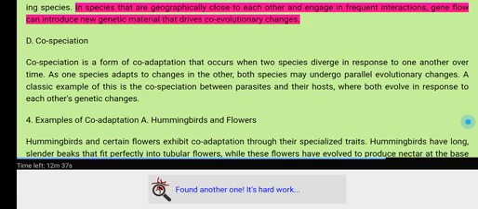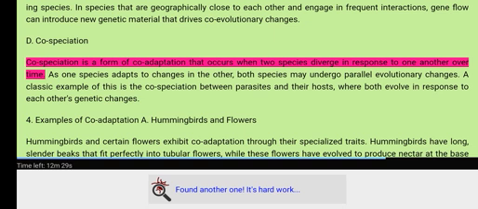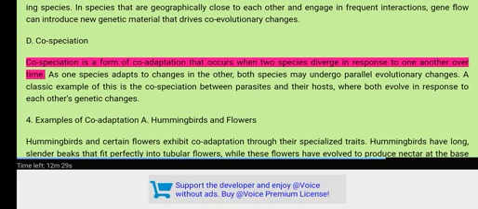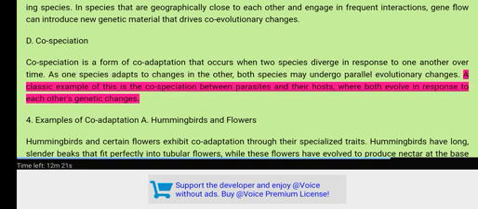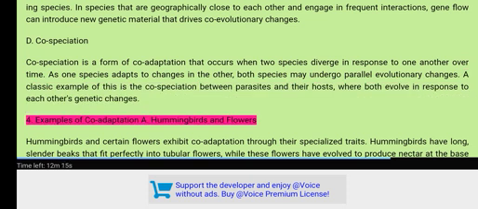In species that are geographically close to each other and engage in frequent interactions, gene flow can introduce new genetic material that drives co-evolutionary changes. D. Co-speciation. Co-speciation is a form of co-adaptation that occurs when two species diverge in response to one another over time. As one species adapts to changes in the other, both species may undergo parallel evolutionary changes. A classic example of this is the co-speciation between parasites and their hosts, where both evolve in response to each other's genetic changes.